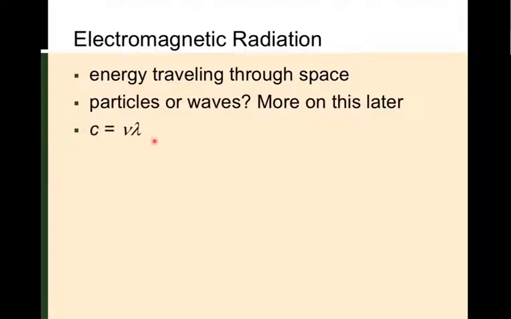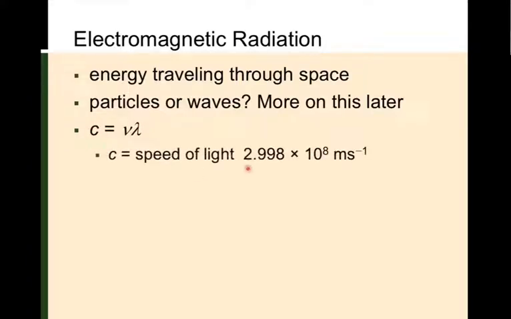This is the equation which will help us to relate the frequency to the wavelength. Don't worry yet if you don't know what frequency and wavelength mean. We'll talk about those. And then C is our speed of light. So C is the speed of light, usually 2.998 times 10 to the 8 meters per second, or sometimes 3.00 times 10 to the 8 meters per second.